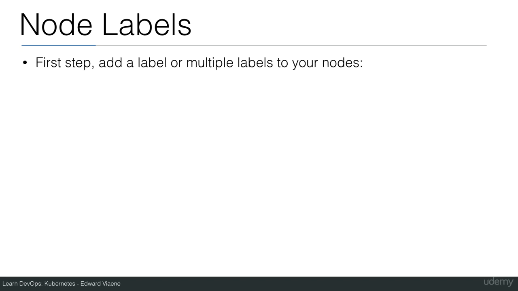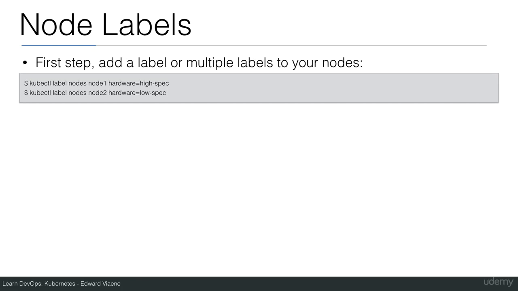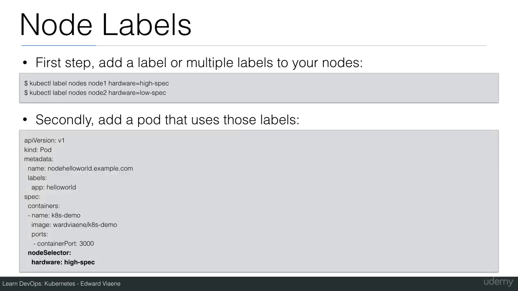The first step is to add a label or multiple labels to your nodes, and you can do that using kubectl label nodes. You just specify the node name and then the label that you want to give it using key equals value. Secondly, you add a pod that uses those labels. Here we have a pod definition, and we just added the node selector. This node selector says hardware needs to be high spec. This pod will only run on nodes that have the label high spec. I will show you how this works using a deployment with a node selector in the next demo.